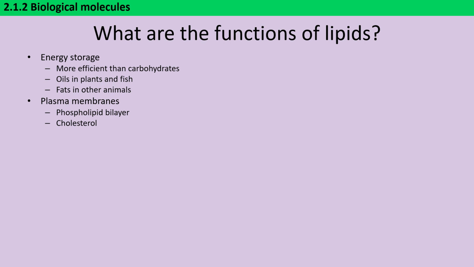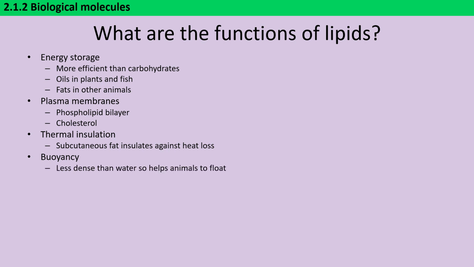The third thing that we use lipids for is thermal insulation. On the previous slide, I had a picture of a seal with all that blubber that makes it very fat, but it's also there to make sure that it's not getting too cold. We particularly see this in marine mammals that live in very cold environments, where they have a layer of subcutaneous fat which helps to insulate them against heat loss. But that fat also has another function. As well as keeping those mammals warm, it also aids them with buoyancy, making it easier for them to float, because as we know, fat is less dense than water.